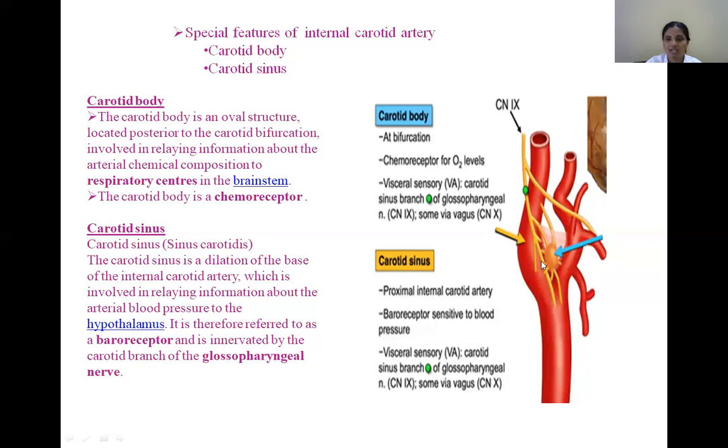So what is this? Carotid sinus is a dilatation present at the base of the internal carotid artery and it acts as a baroreceptor, and this particular dilatation is supplied by the glossopharyngeal nerve, that is the carotid branch of the glossopharyngeal nerve.